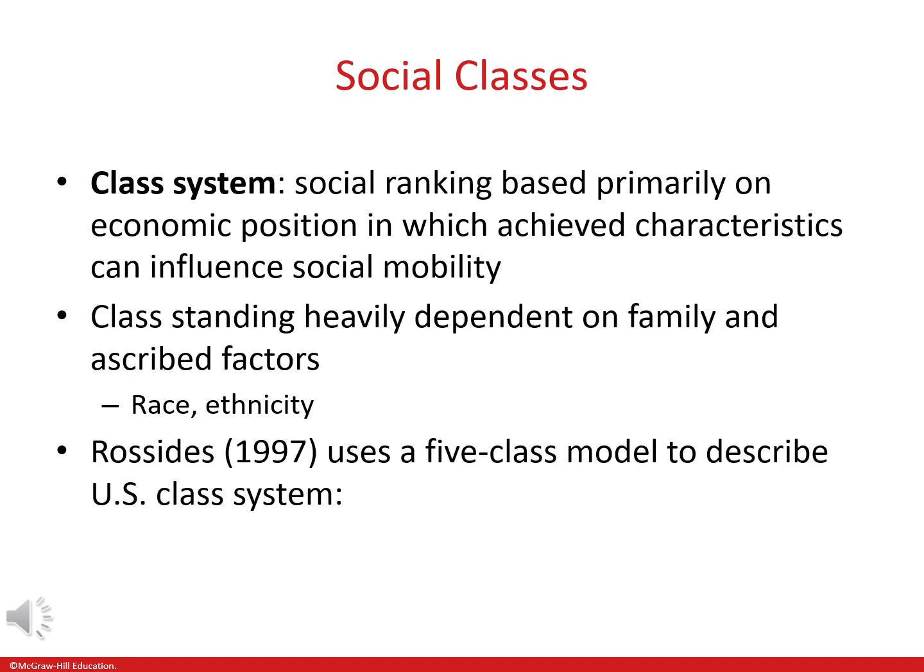Social classes. A class system is a system of classes ranked based on economic position, which is how much wealth a family has, and their achieved characteristics. For example, someone may be a celebrity who lost their money, but they would still have influence as far as social mobility, even if their economic position wasn't fruitful at the moment. This can depend on the family and what people are born into, which would determine their current class. However, you can move up and down within the class system in the U.S. Rothman uses a 5-class model to describe the U.S. class system, which will be covered in the next couple of slides.